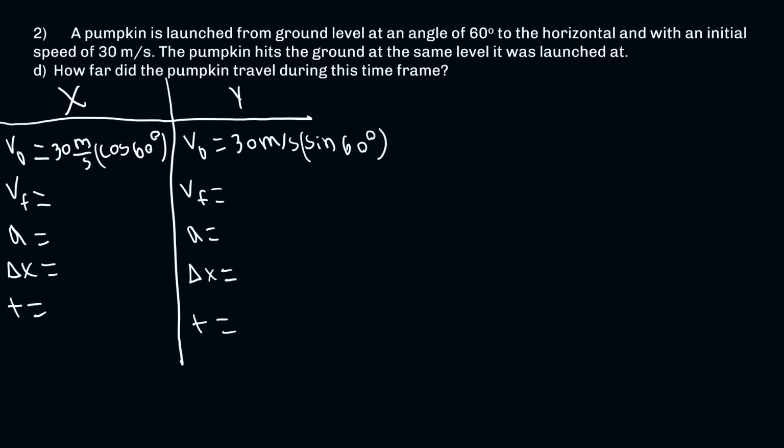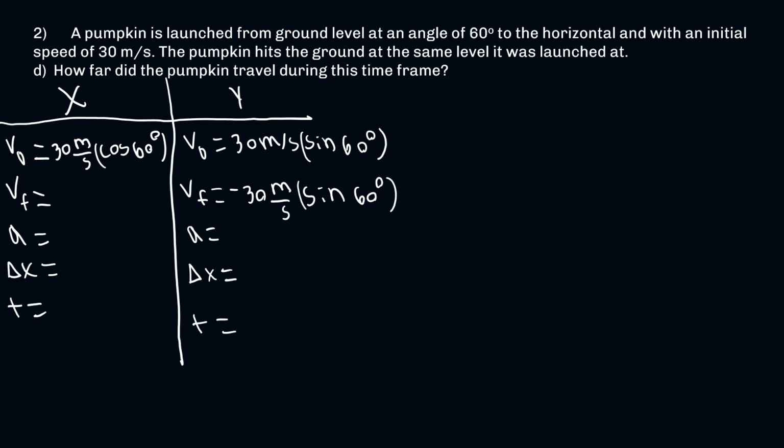All right, then we are going to have here my final velocity. Final velocity in the x direction is the same exact thing. No need to write it there twice. In the y direction, we had this as then negative 30 meters per second times sine of 60 degrees.